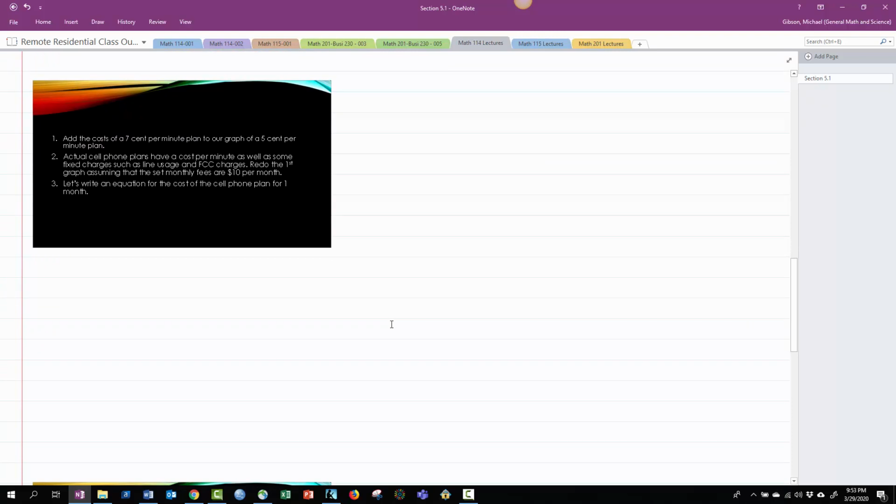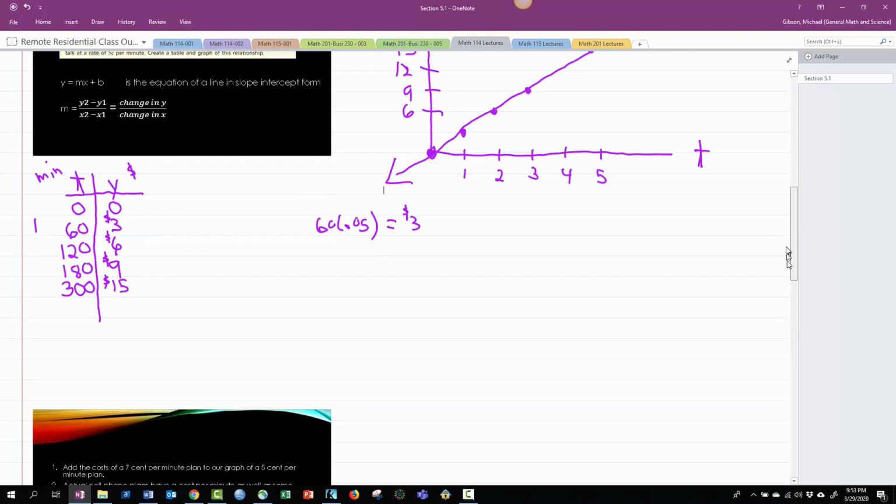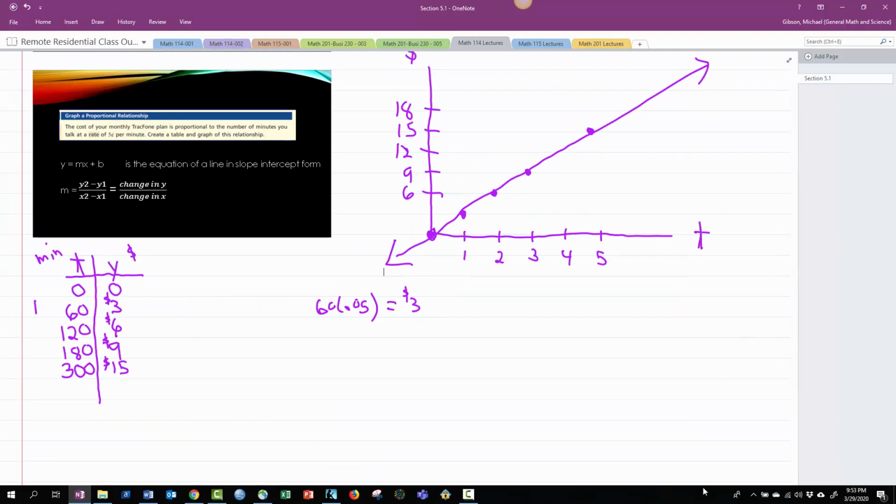Add the cost of a 7 cent per minute plan to our graph of the 5 cent per minute plan. So that's the next step. Let's go back up to our graph. Now you really only need 2 points to draw a line.